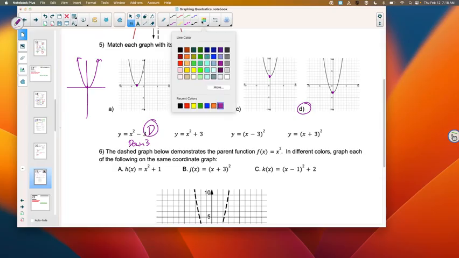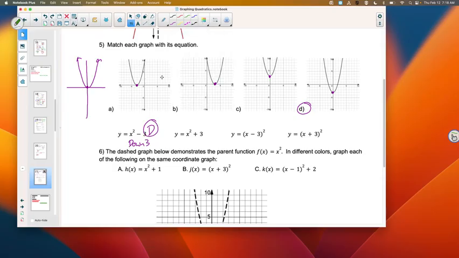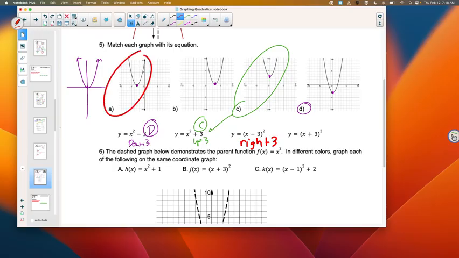Okay, next one. This one here means up 3. So which one is the parent function but up 3? This one here. C is that answer. Next one. This one here, it means right 3. Okay, so which one moved to the right 3? This one here, A.